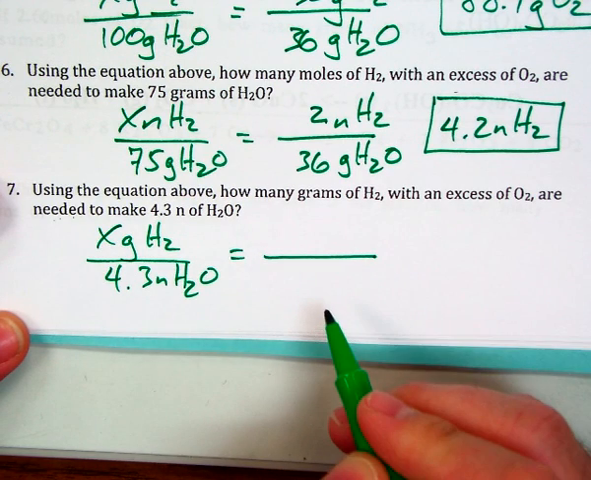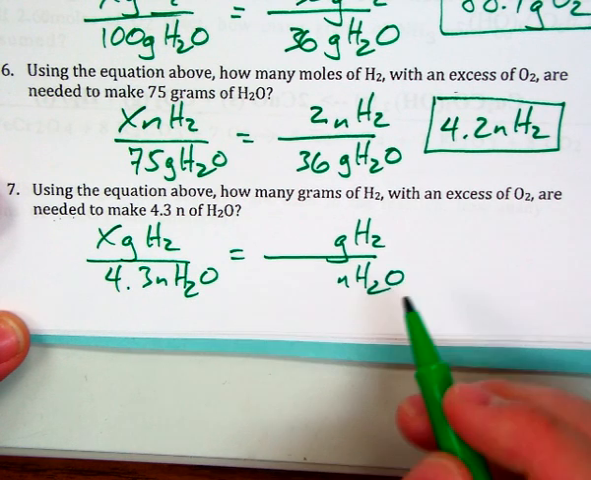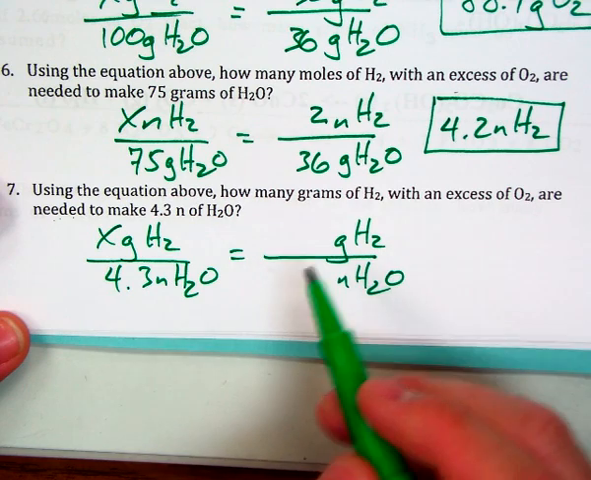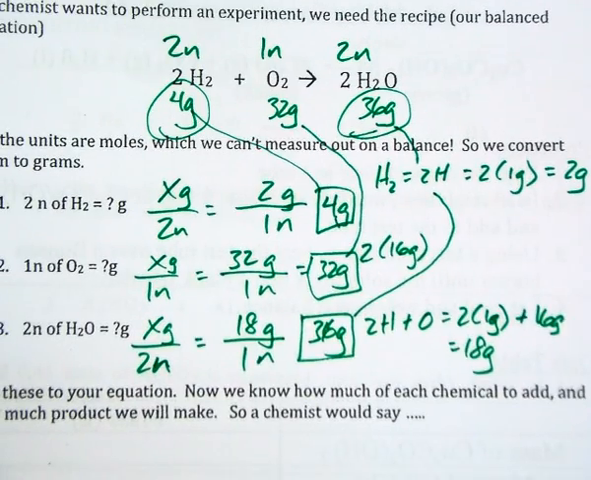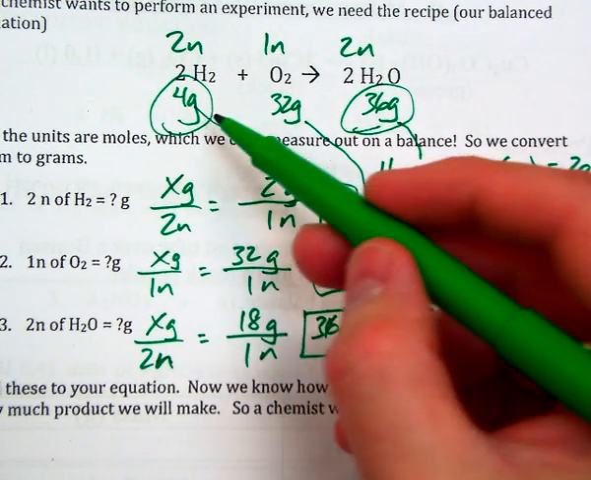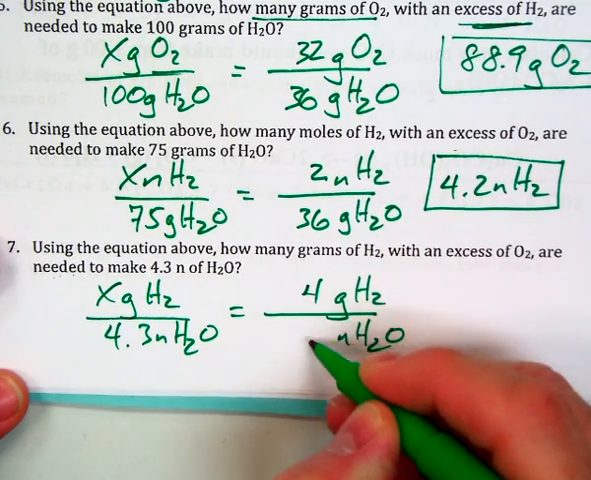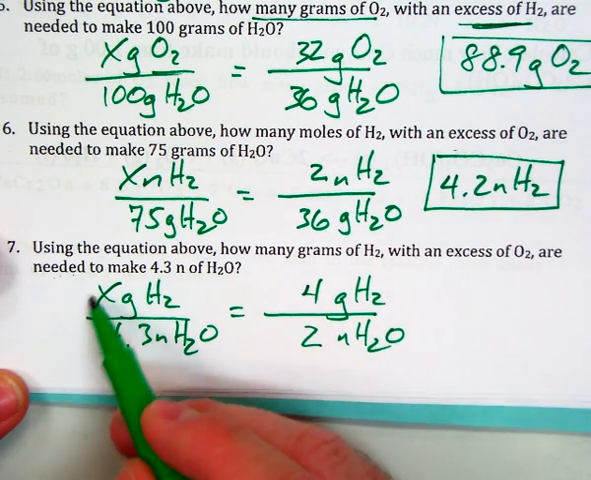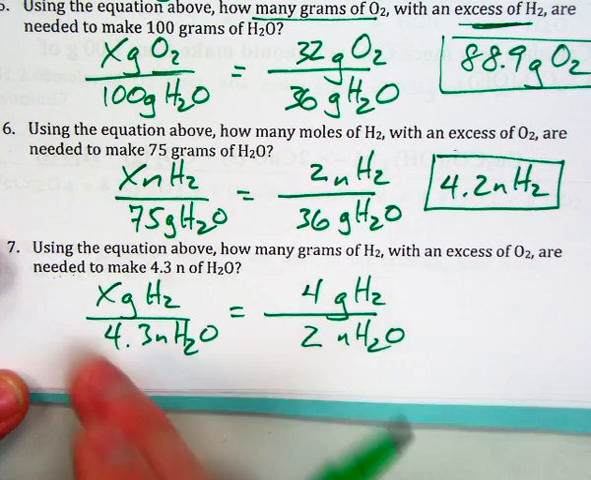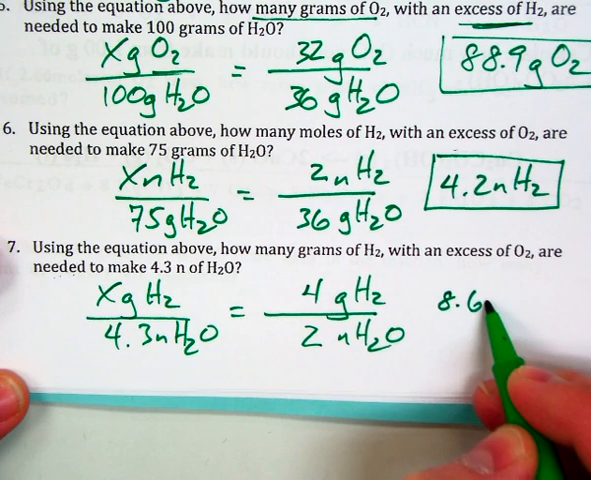Okay. So I'm going to put grams H2 on top, and then moles H2O on the bottom. And so now I need to go up to my equation again. Maybe you remember it. So for grams of H2 it was 4, and moles of water was 2. Okay, so I'm going to go 4 grams there and 2 moles. Again, everything here is coming from the equation. On the left is coming from the problem. Okay, so I'm going to take 4.3 times 4 divided by 2, and I get about 8.6, and then my units are grams H2.